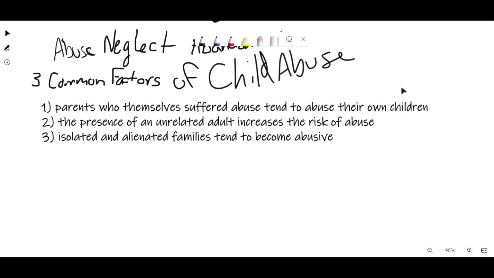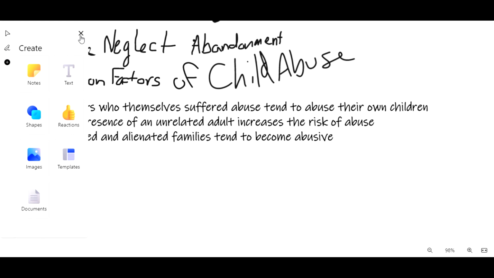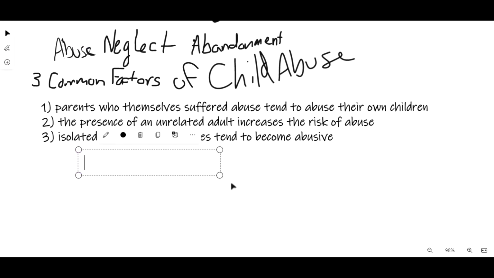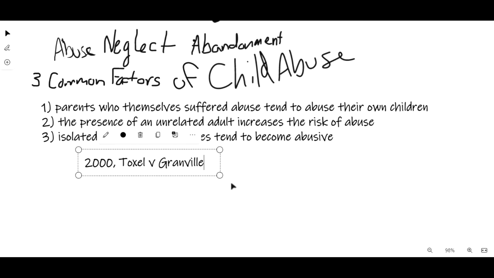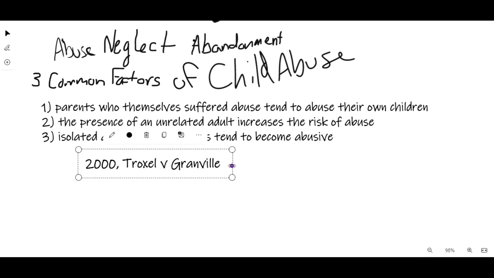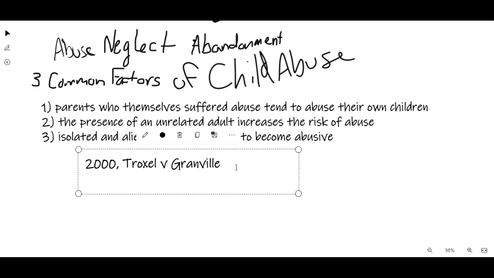Anyway, so on top of all this, I'm going to just end up doing some text pieces because they tend to allow me to write easier. But we have in 2000, there was Troxel versus Granville. I'm clearly thinking Pokemon. Toxel is a Pokemon. Anyway, not that that means anything to anyone.